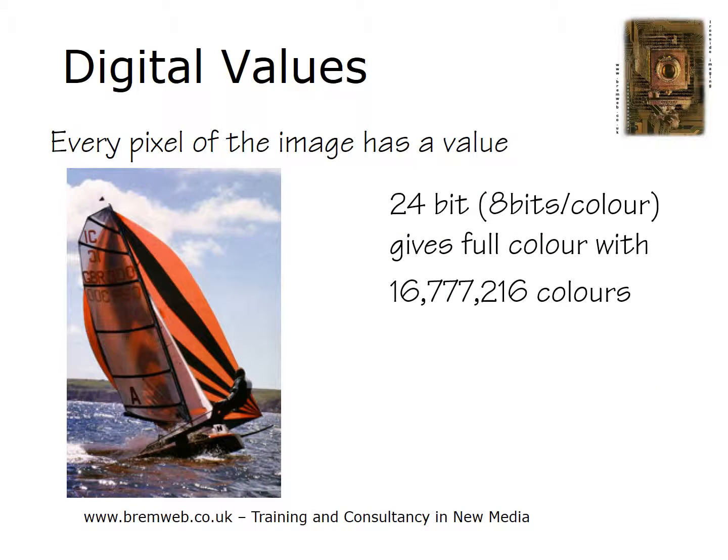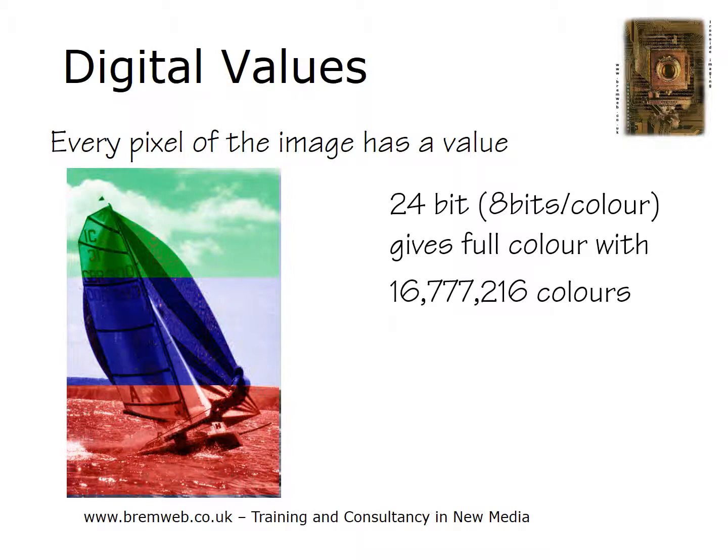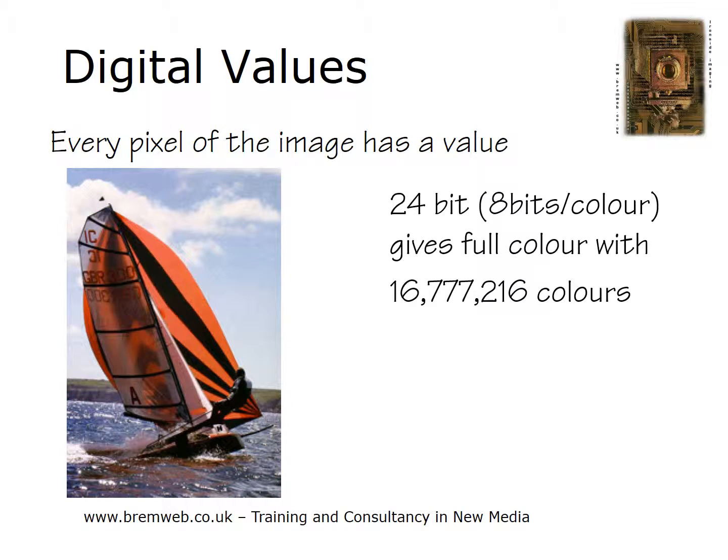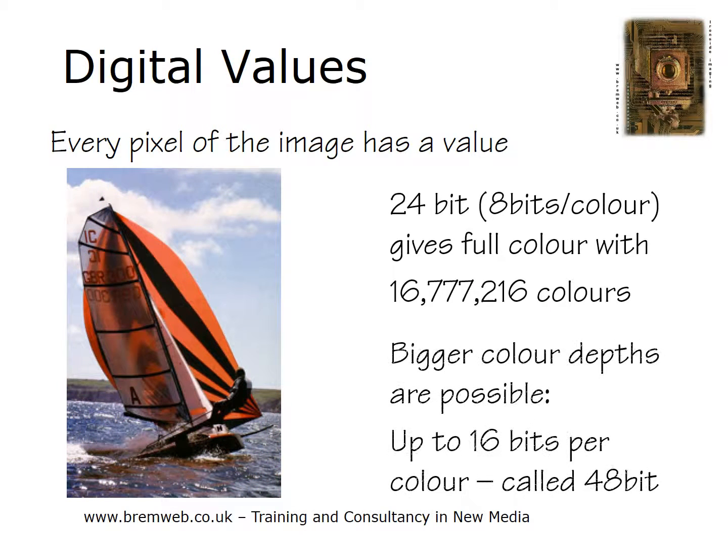What we normally use in our cameras is what's called 24-bit. This is 8 bits in each one of the colours of red, green and blue, which gives the potential for 16,777,216 colours, which should be enough for most of our images. It is possible, and you'll see sometimes cameras and scanners claiming to have systems which use more colour depth than that, up to 16 bits per channel, which is normally called 48-bit colour.